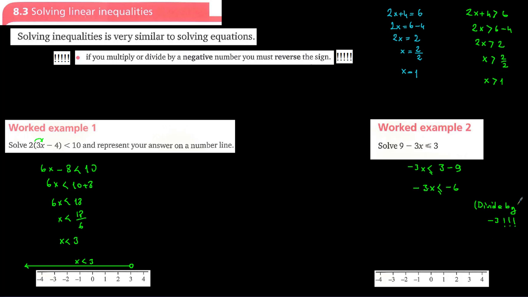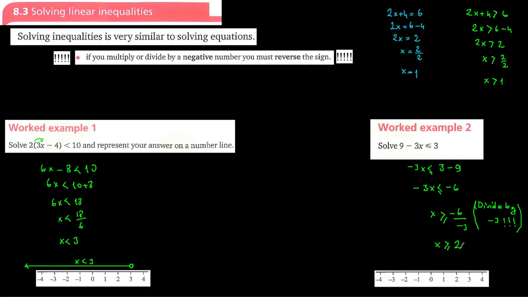When you divide by a negative number, you are going to change the side of the sign. So x is, I'm not going to write the now greater or less than, so x is greater or equal to, because we are going to change the sign, minus 6 divided by minus 3, which is x is greater or equal to 2.